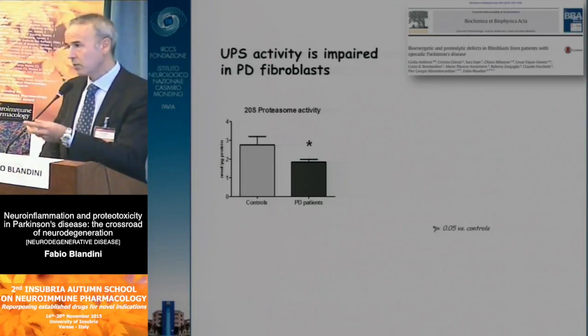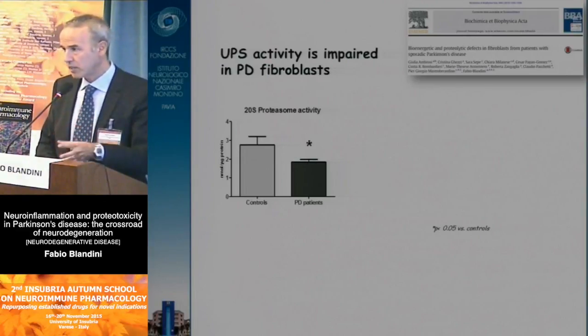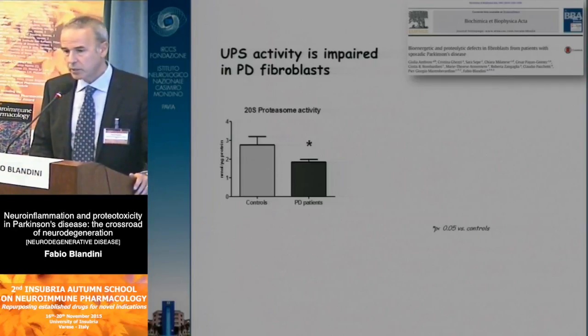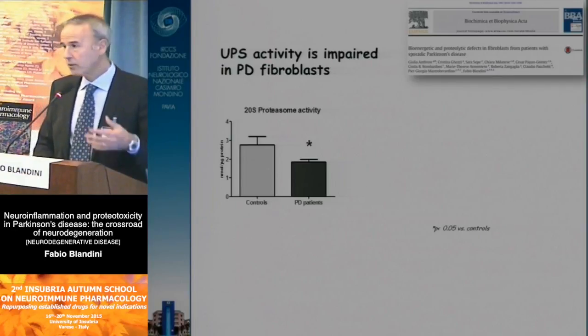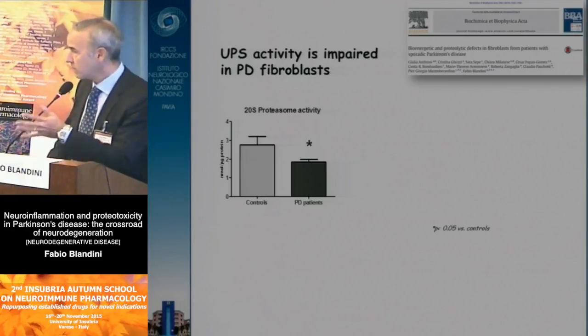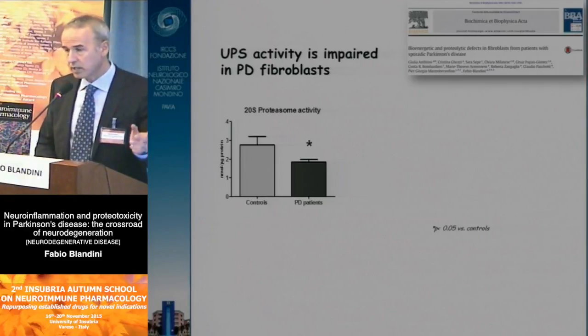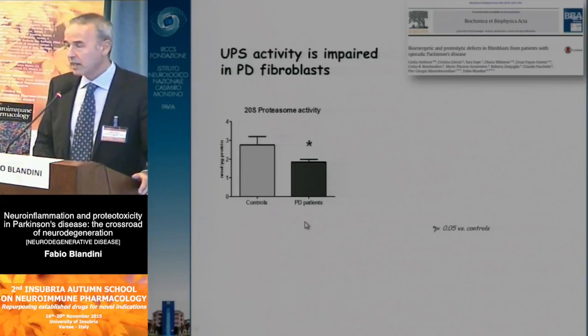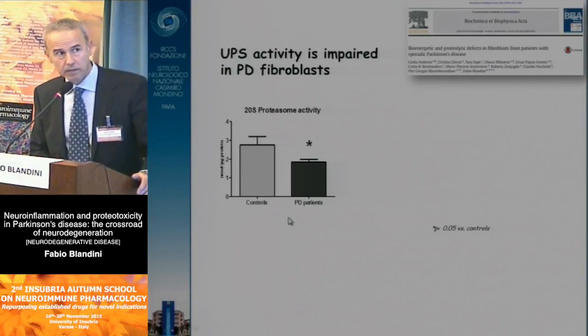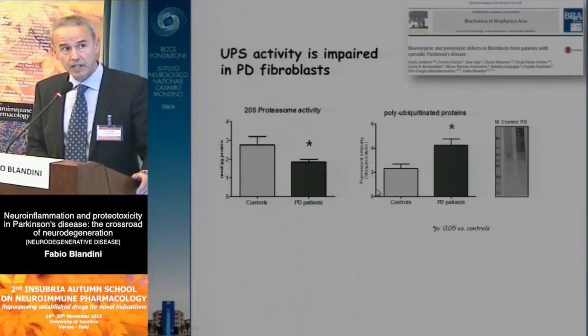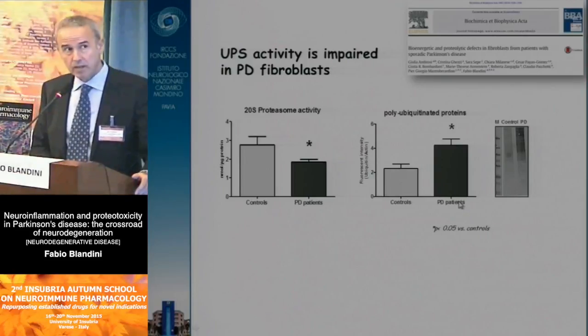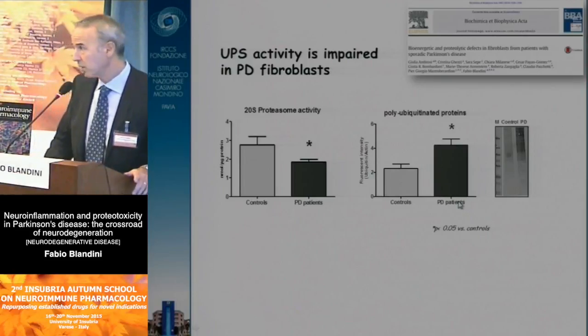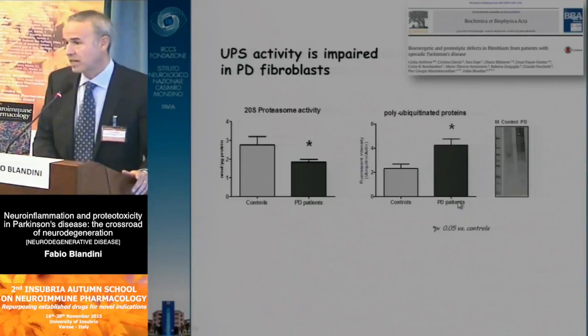So it's the one doing the work, it's the activity which is actually digesting the ubiquitinated proteins. So we had found that in lymphomonocytes from PD patients, this 20S activity was reduced. We found the same was happening in fibroblasts of Parkinsonian patients. This reduction is associated in Parkinsonian patients with an increase in polyubiquitinated proteins, which I think is quite obvious.